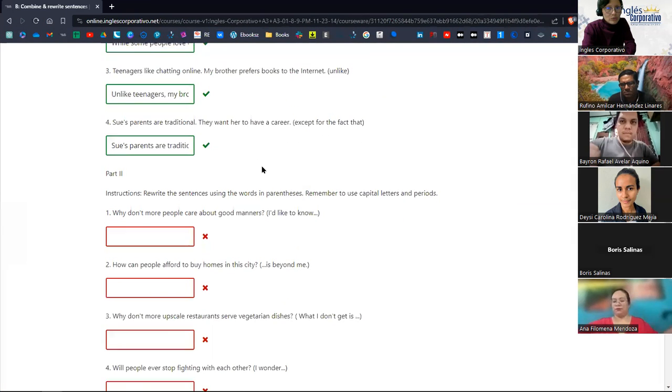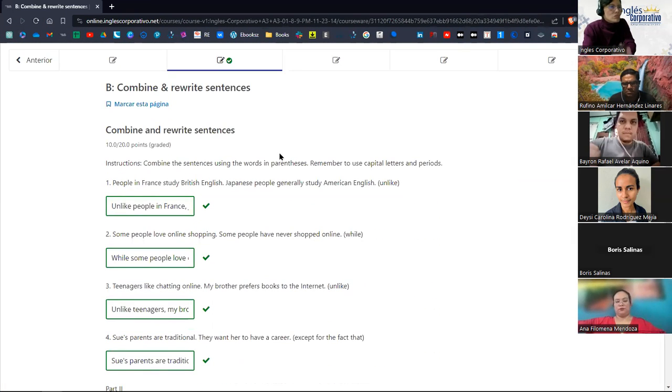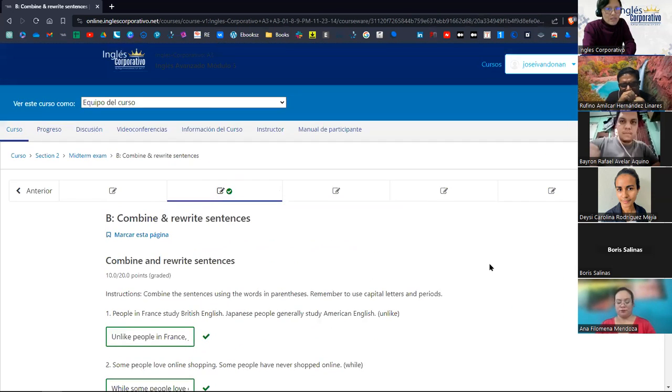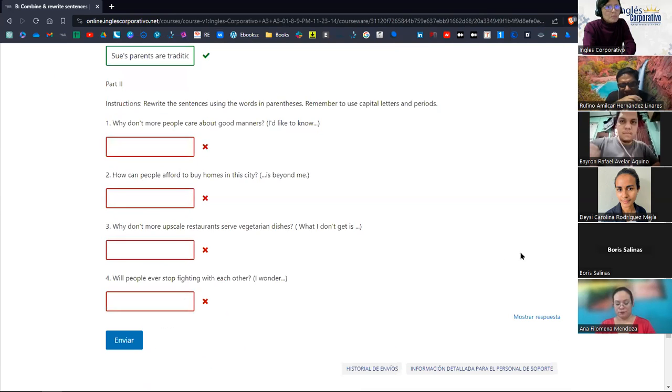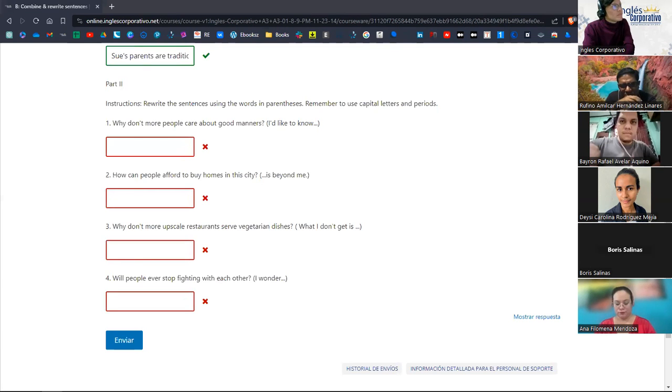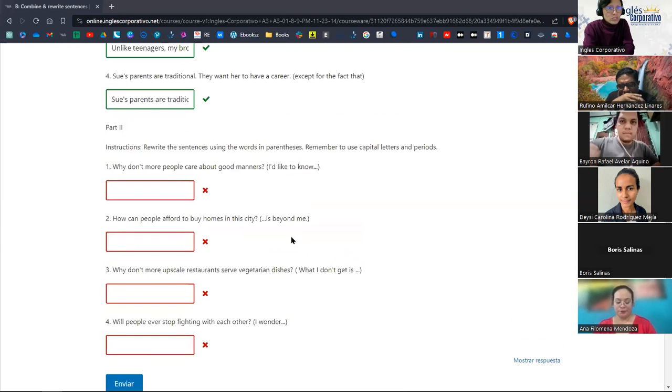And then we have the second part, okay? I'm going to share it with you, and I think I'm going to move to this part, which is where we stopped yesterday. Then we're going to continue with the rest of the information. But here, in section two, exercise B in the midterm exam, it says instructions: rewrite the sentences using the words in parentheses. Remember to use capital letters and periods, right? Let me go ahead and duplicate this one. There we go. Okay, we finished the first part.